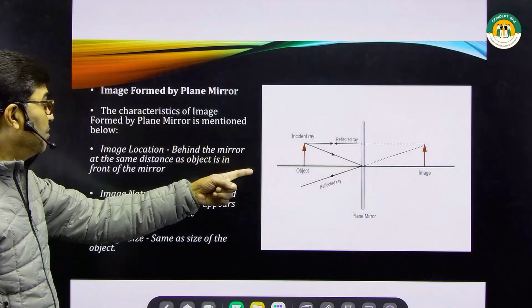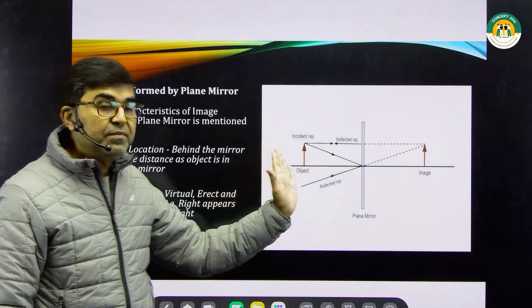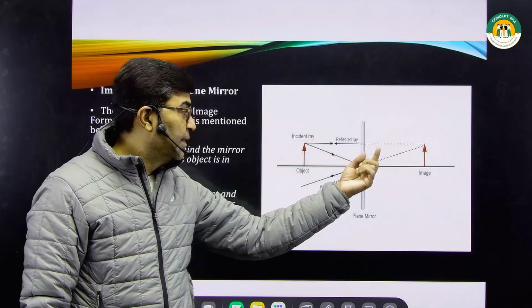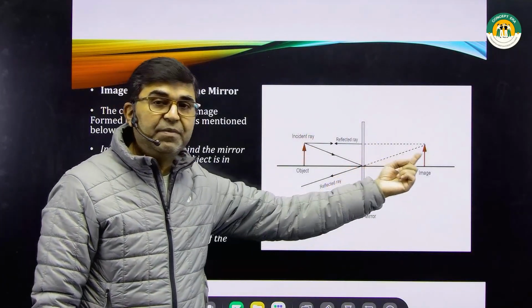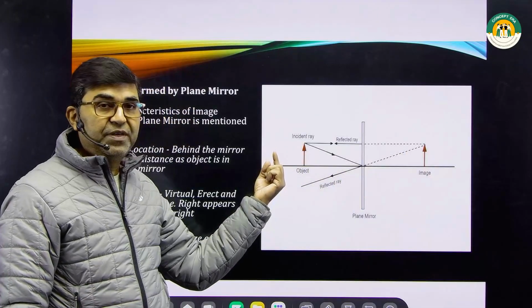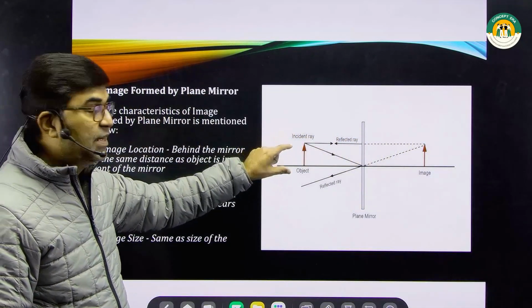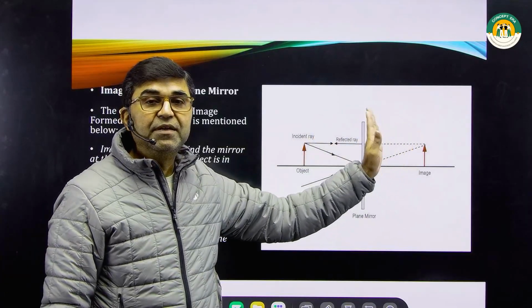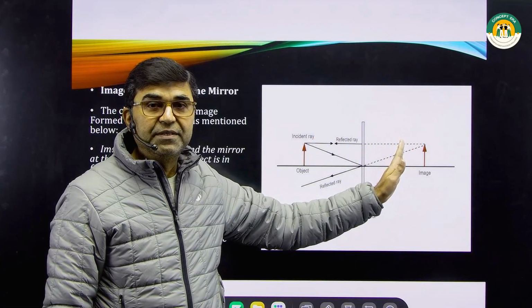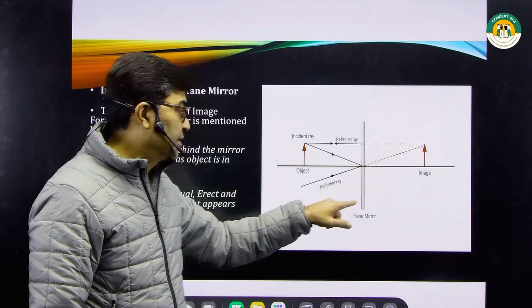So the image formed in the plane mirror is behind the mirror, at the same distance behind the mirror as the object is in front of it, and the image size is always equal to the object size. The image is virtual, erect, and the same size as the object.